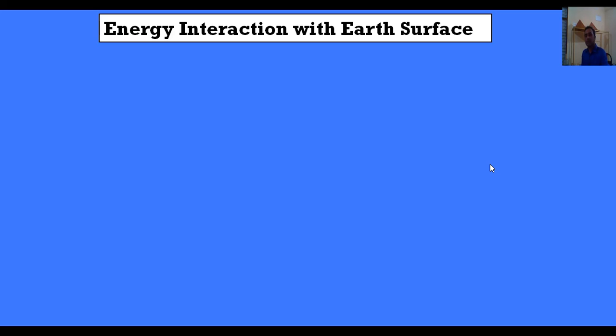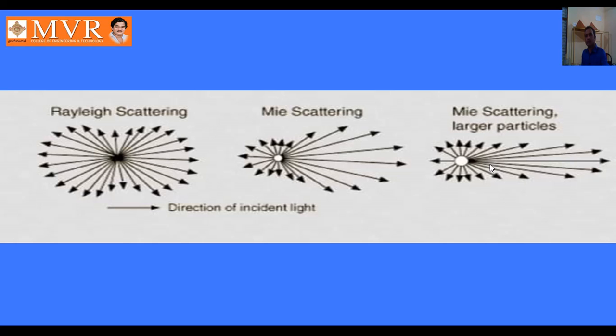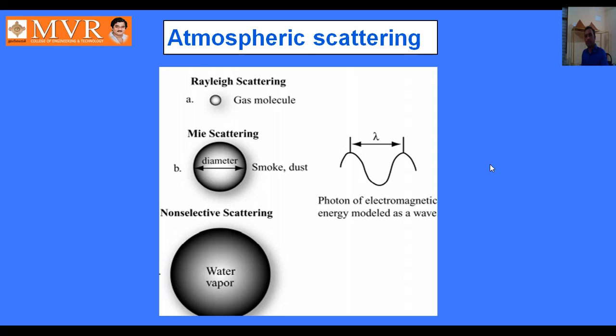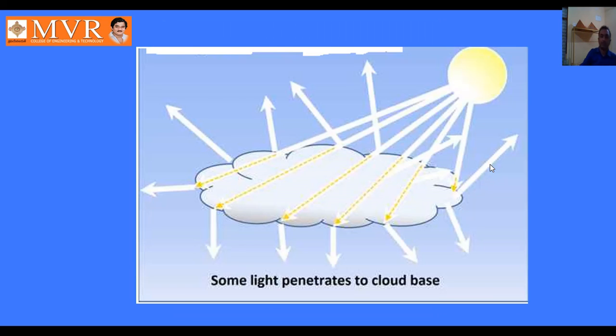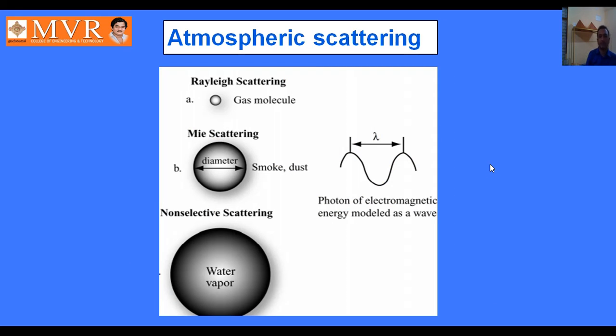These are all the energy interactions. This is the atmospheric interaction, atmospheric scattering. There are three types of atmospheric scattering: Rayleigh scattering, Mie scattering, and non-selective scattering. Rayleigh scattering and Mie scattering depend upon the particle size. These two are under the category of selective scattering, and this is the non-selective scattering.